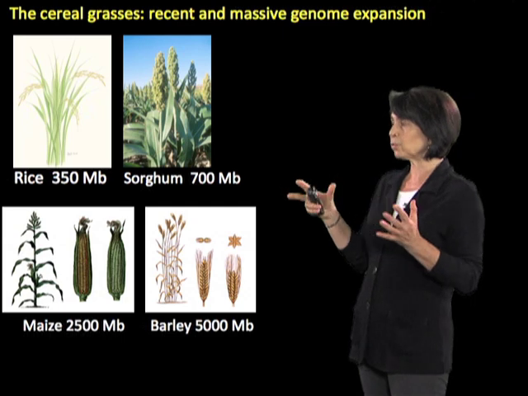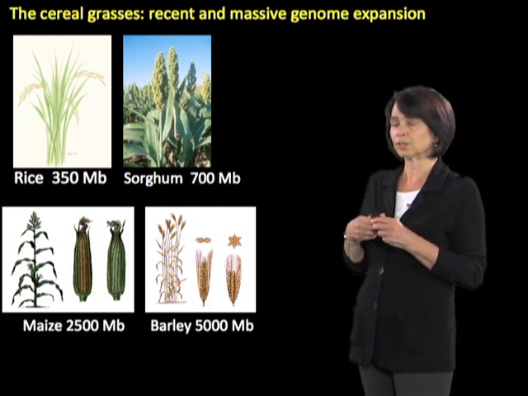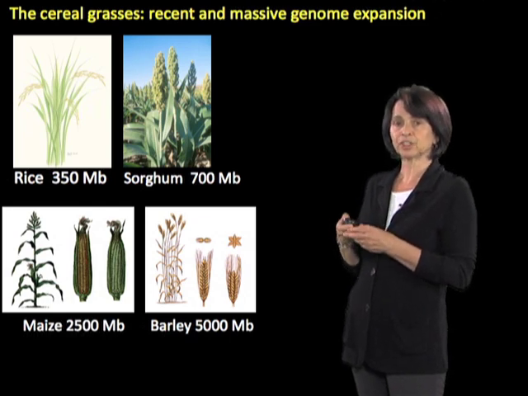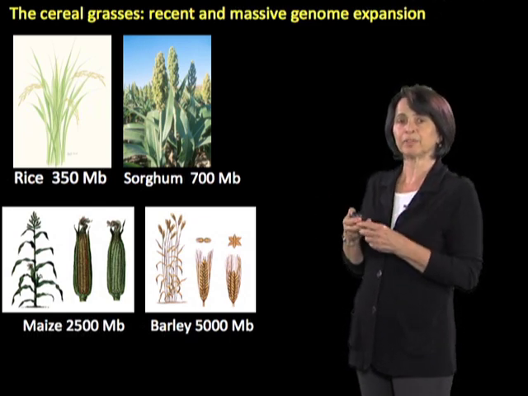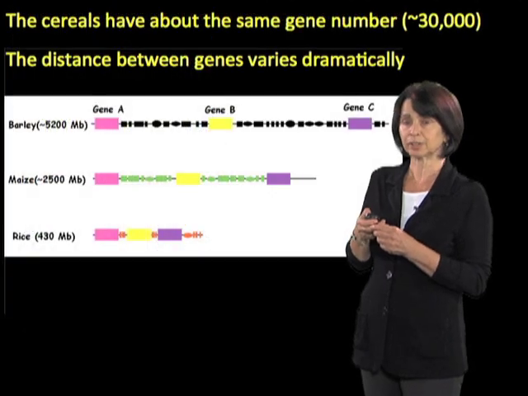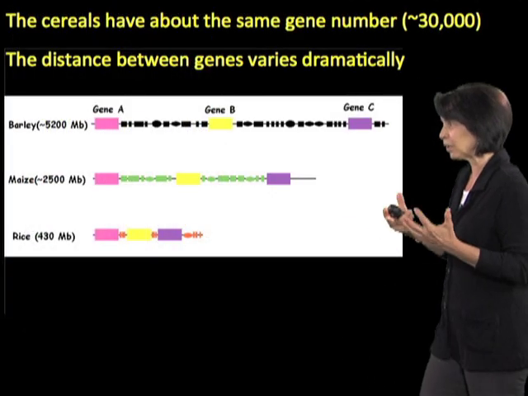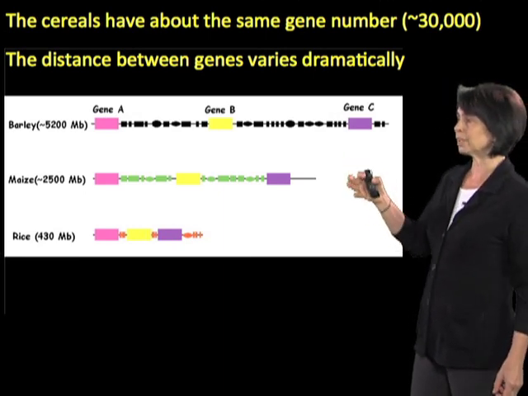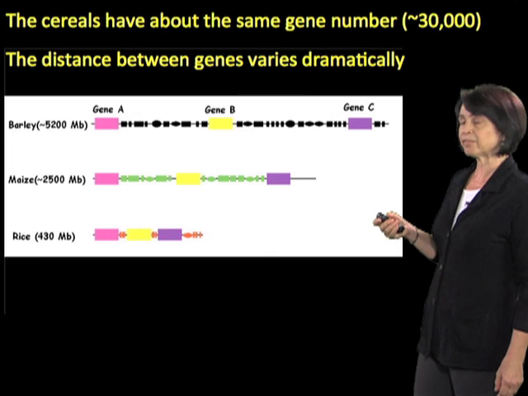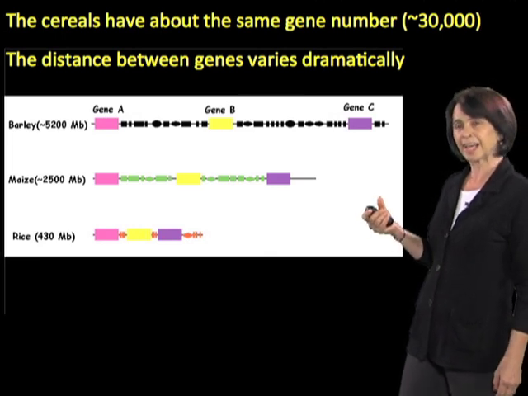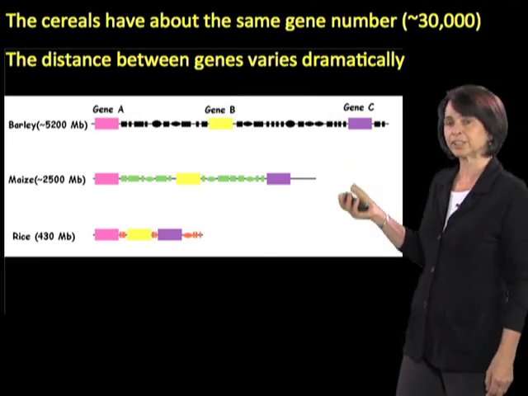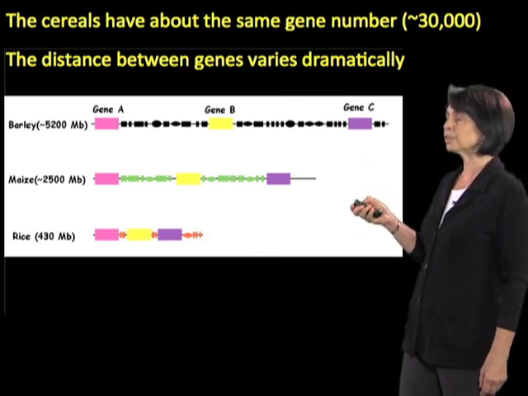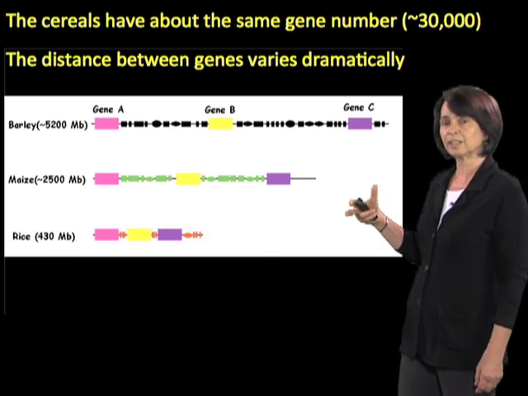So these organisms diverged from a common ancestor only about 70 million years ago. And the main reason for this difference in genome size is this dramatic amplification, expansion of transposable elements. And this slide helps explain, in part, how that can happen. So these organisms, the grasses, in fact have about the same gene number. They have about 30,000 genes, give or take a few thousand. And so the genomes of these organisms are largely synchronous. The genes are mostly in the same order.